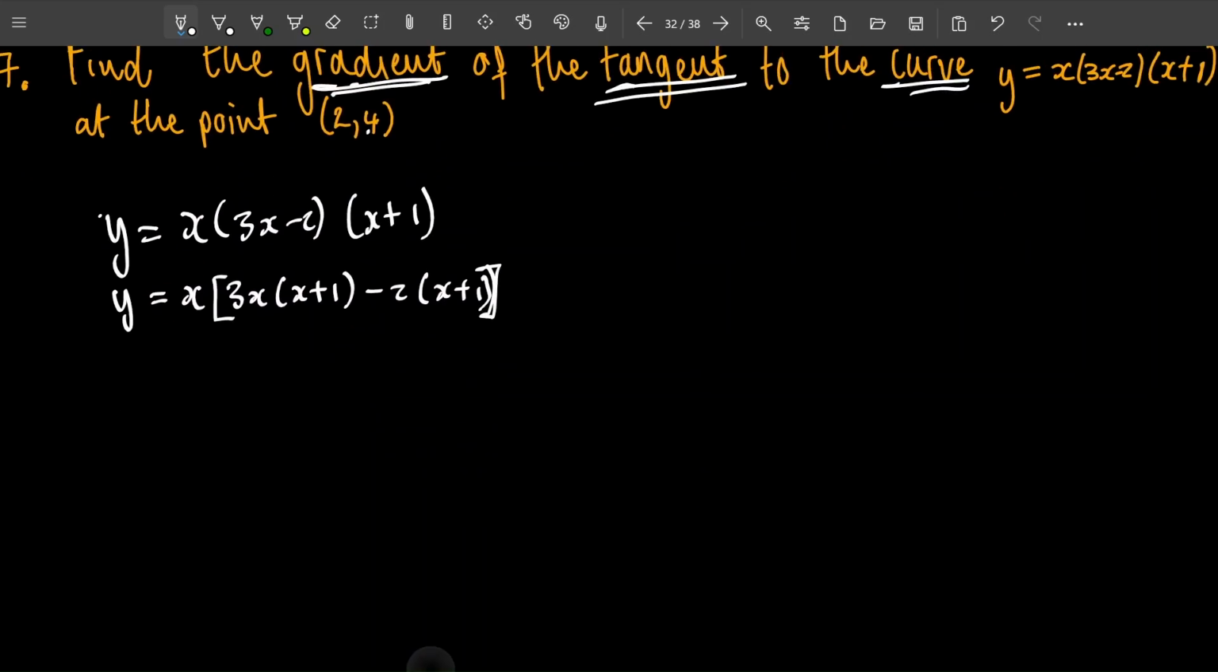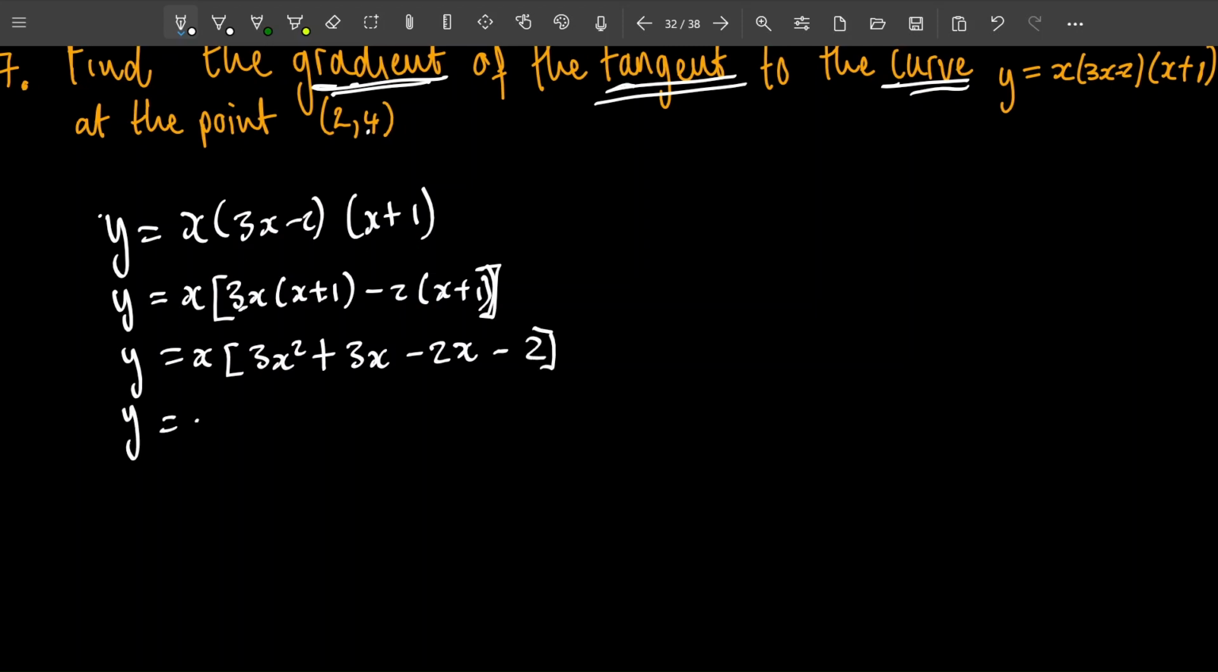Now when it's like this, y is equal to x, still outside. 3x times x becomes 3x squared. 3x times 1 is going to be plus 3x. Then negative 2 times x, the signs are different, so your answer will be negative 2x. Then negative 2 times 1 is going to be negative 2.